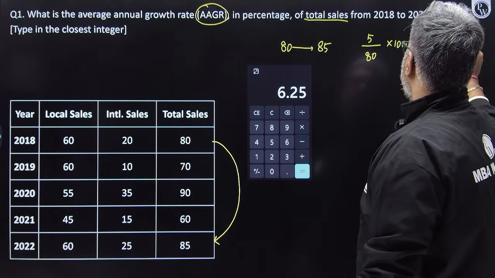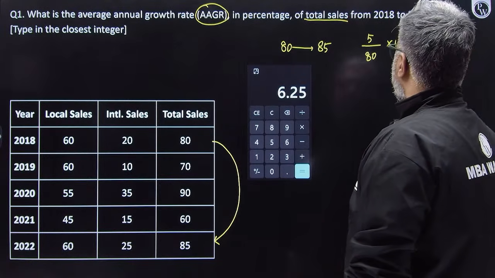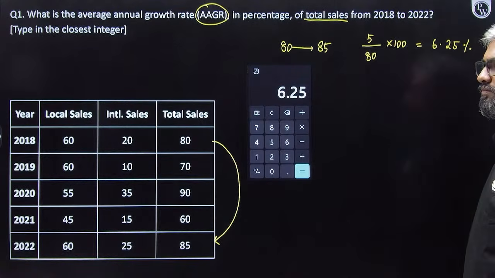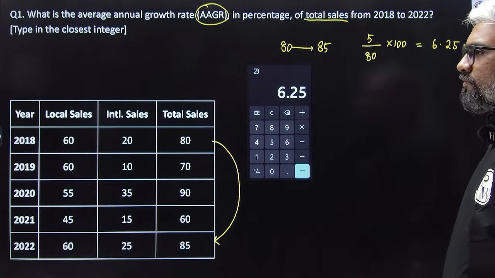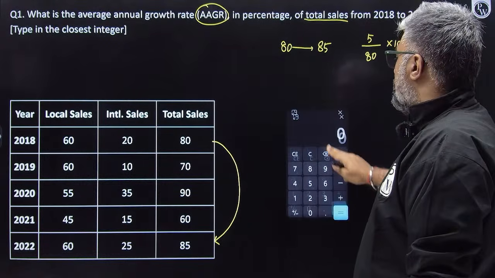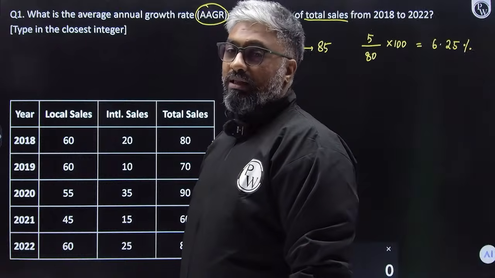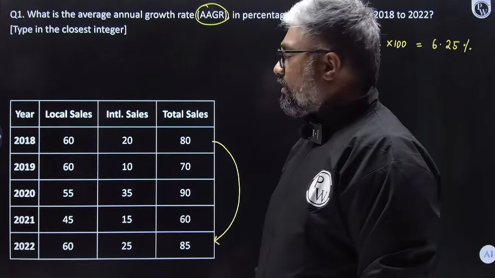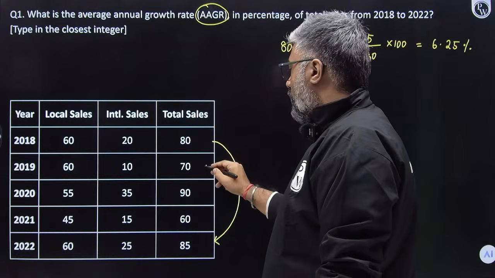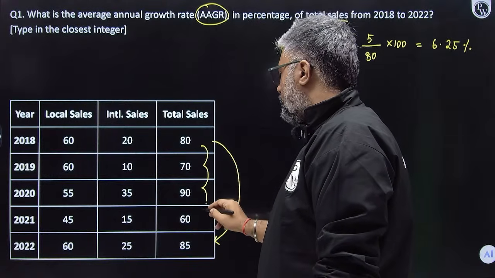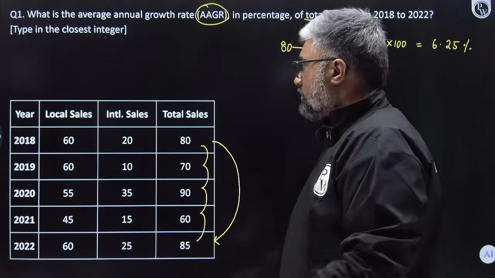Okay. This is fine. But what is this? This is the overall growth rate. We want average annual growth rate. That means we need to divide this by the number of changes. How many changes? 1, 2, 3, 4. 4 changes.